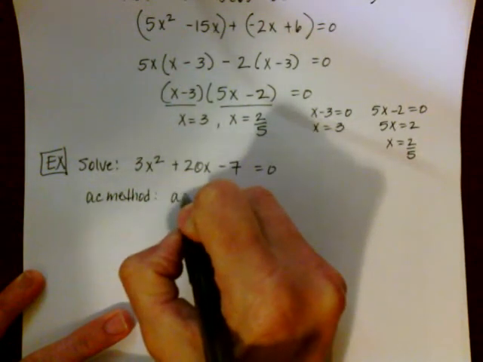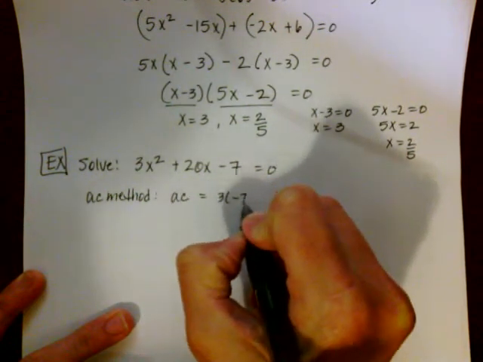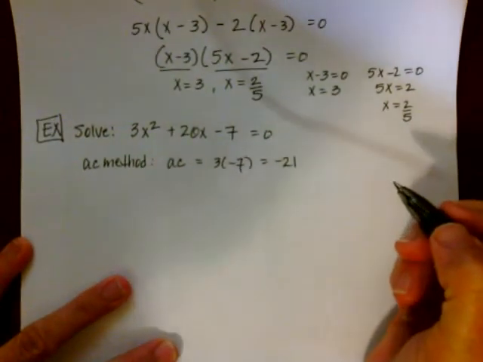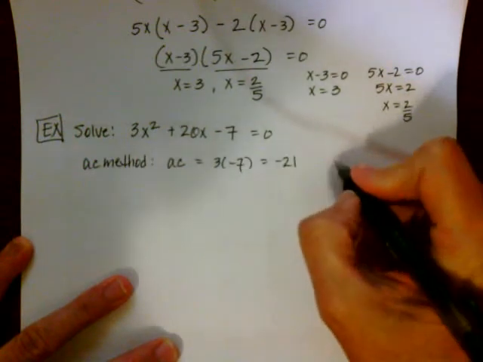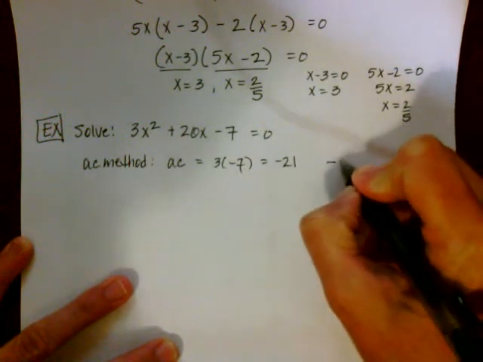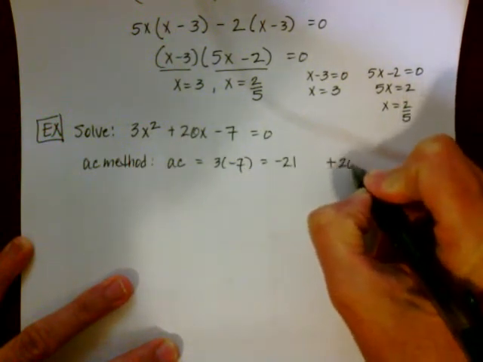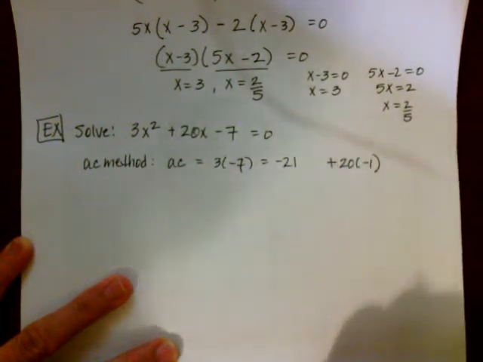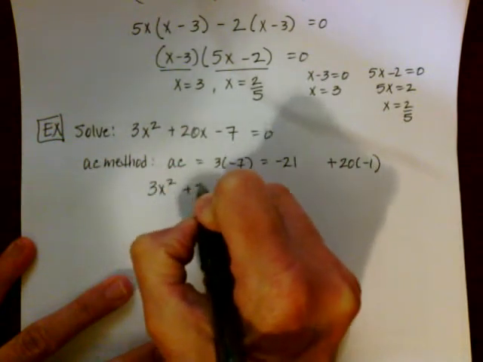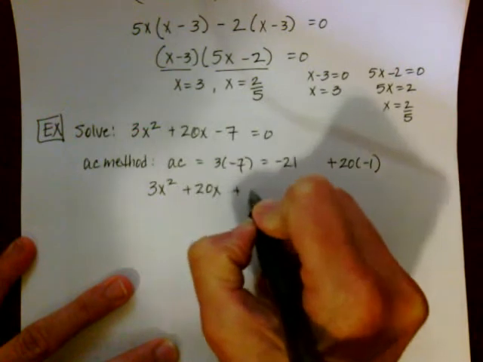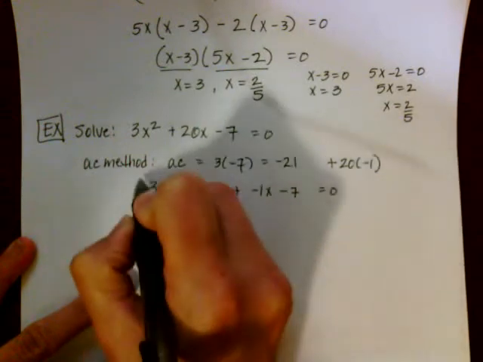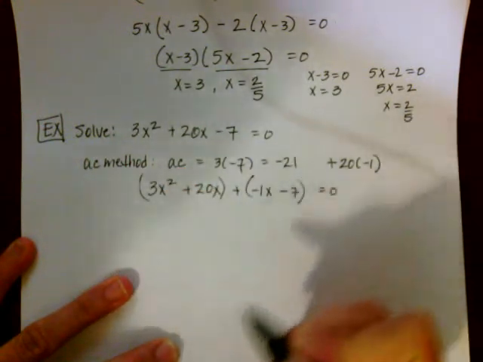So if I do my A times C, I'm going to get 3 times a negative 7 is a negative 21. And the factors of a negative 21 that add or subtract to give me 20 are going to be a negative 20, let's do a positive 20 and a negative 1. All right, so that gives me my factors. Then I rewrite 3x squared plus 20x, and then plus a negative 1x, and then minus 7 is equal to 0. I'm going to group these two and these two.